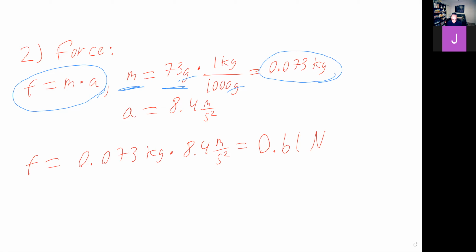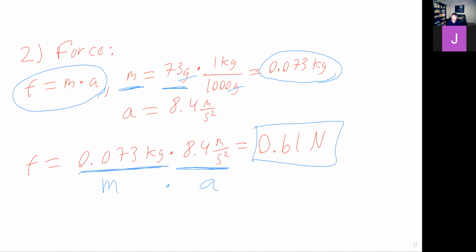And so force equals mass times acceleration. So mass here times the acceleration that we found in our previous calculation. So this is m times a, and that's going to give us 0.61 newtons as our force. So the force that was acting on my wiffle ball was 0.61 newtons.